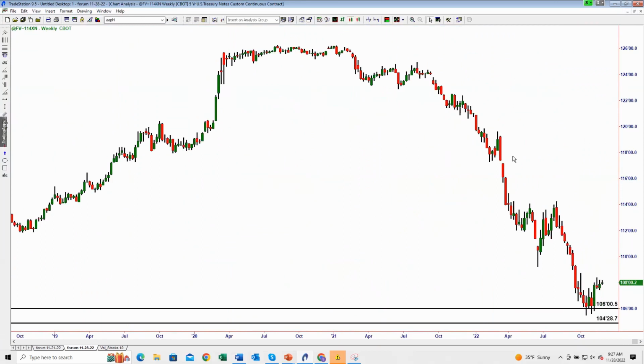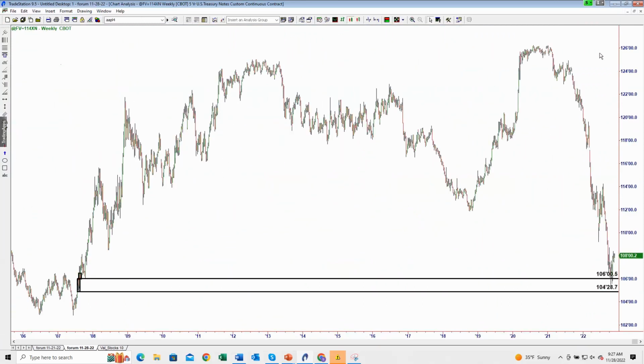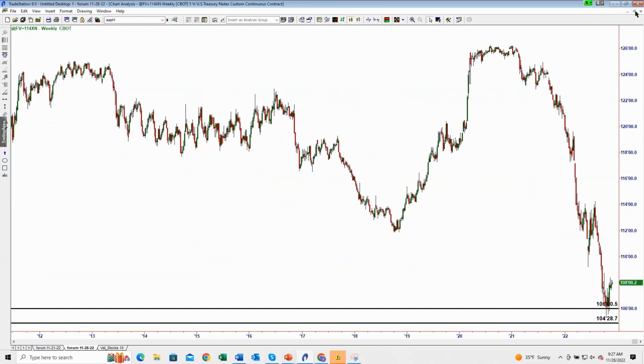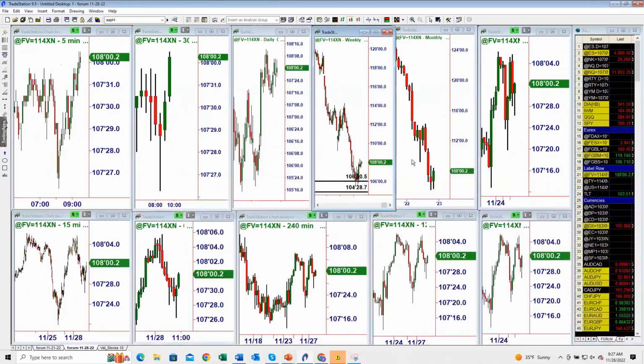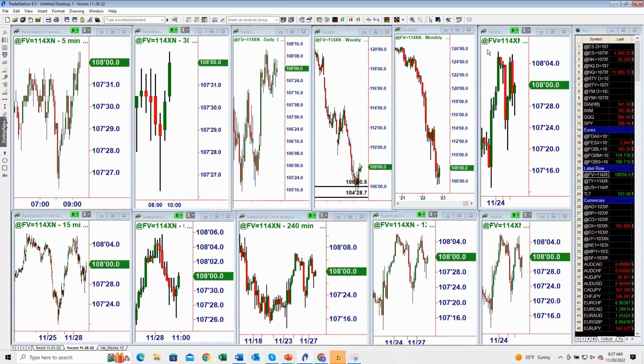Here's a weekly chart of the 5-year, right? We hit a bunch of outside the range demand zones, and that's been the top in interest rates so far.